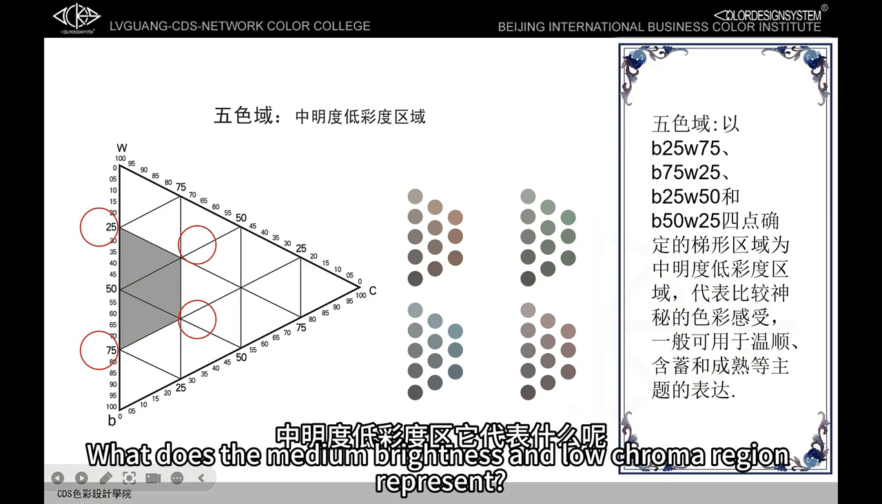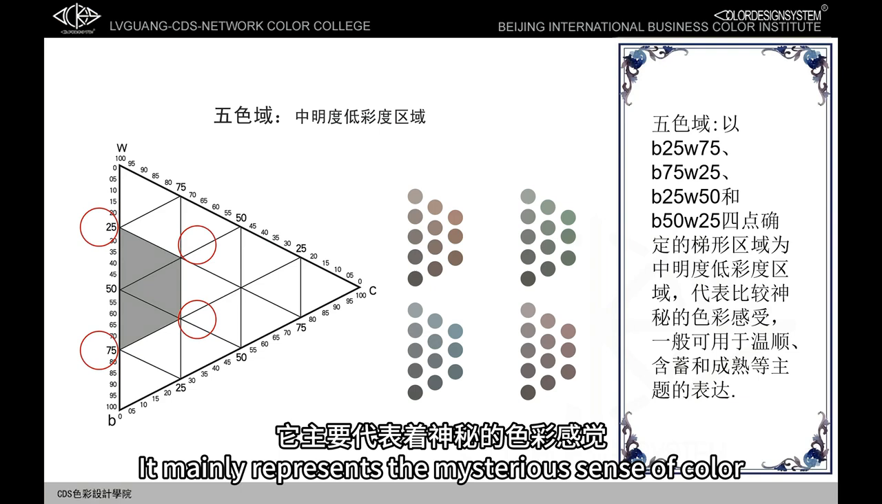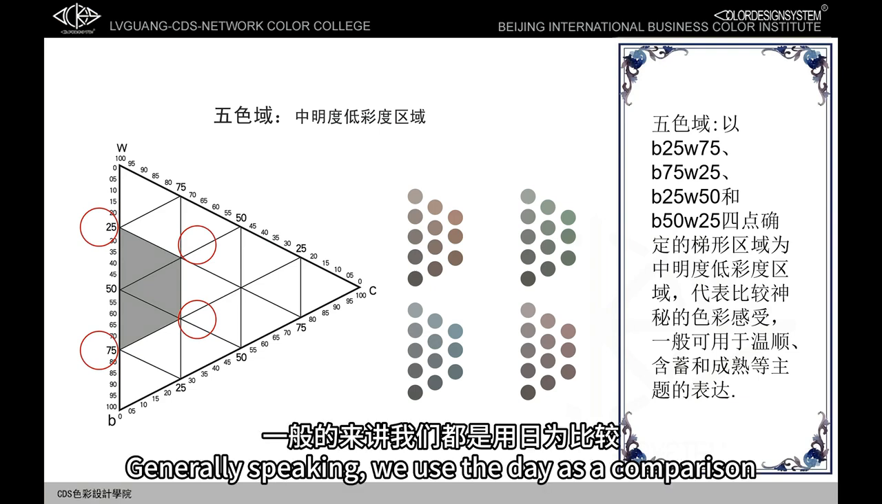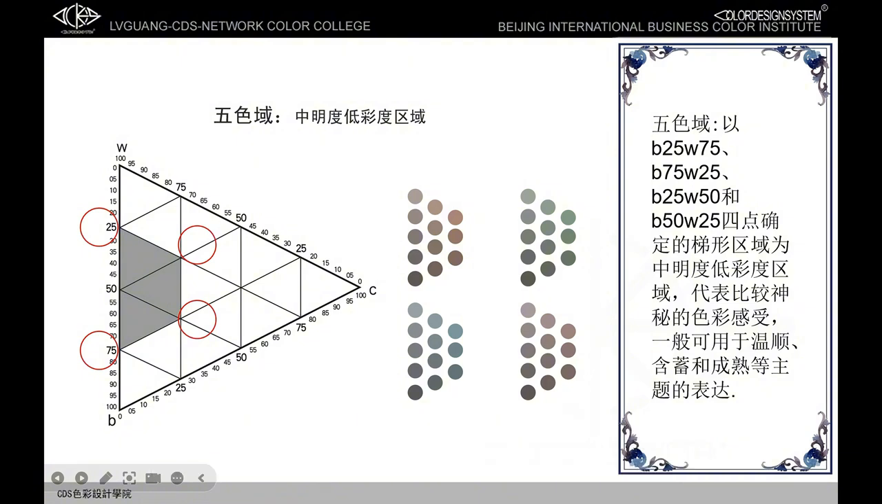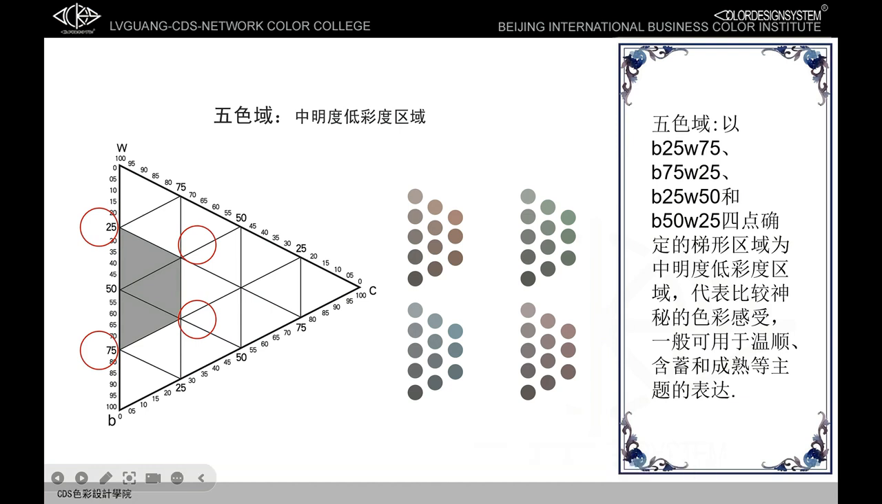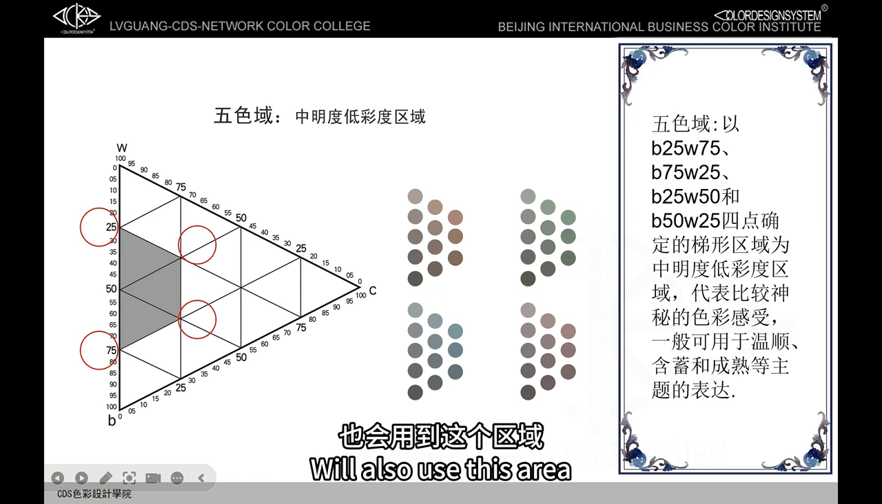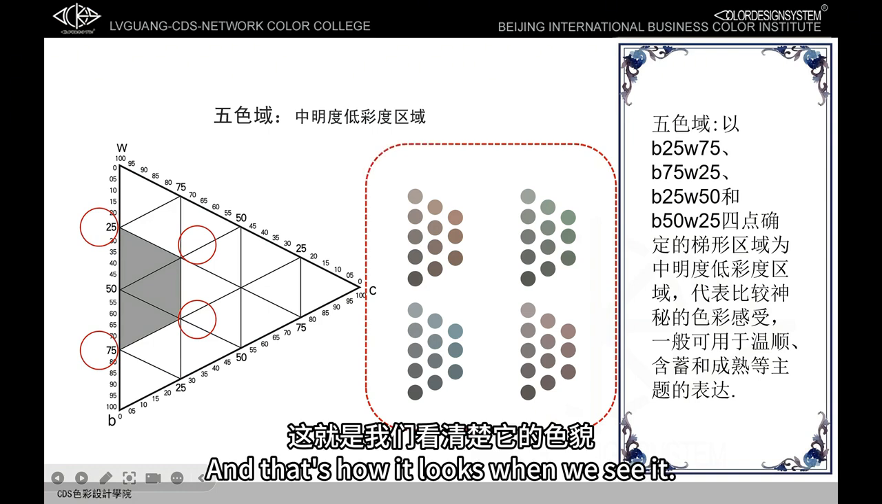What does the medium brightness and low chroma region represent? It mainly represents the mysterious sense of color. Generally speaking, we use the Japanese as a comparison: a meek, implicit, mature expression of the subject. In the East, it is also expressed as a kind of Zen feature. We'll also use this area, and that's how it looks when we see it.